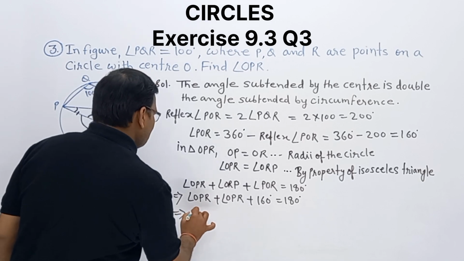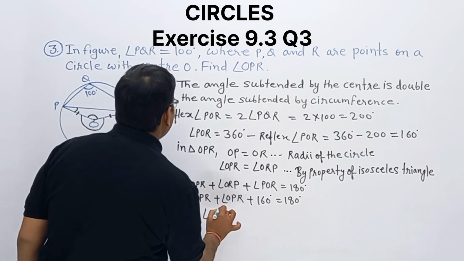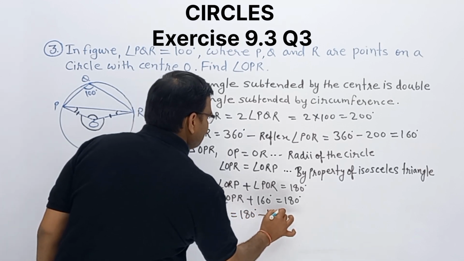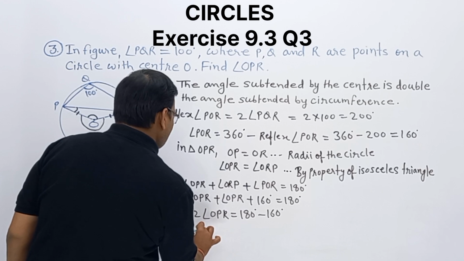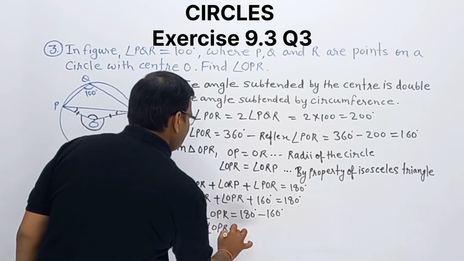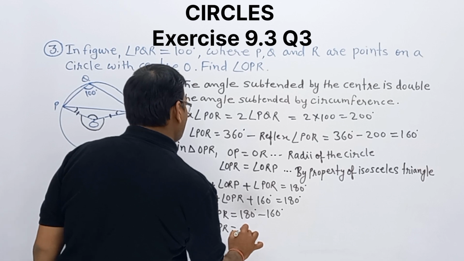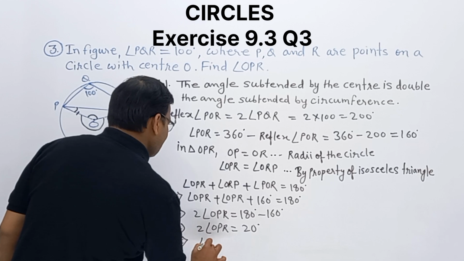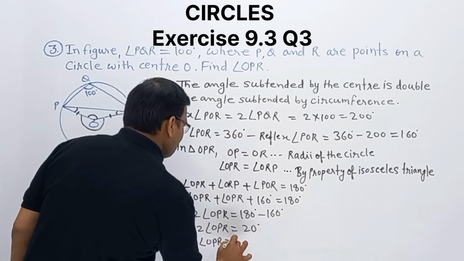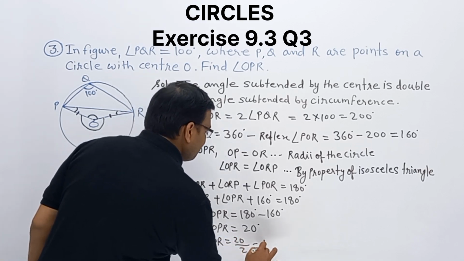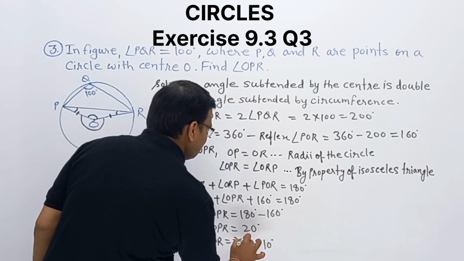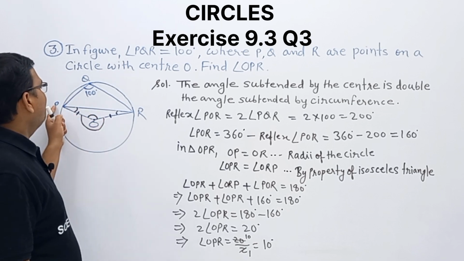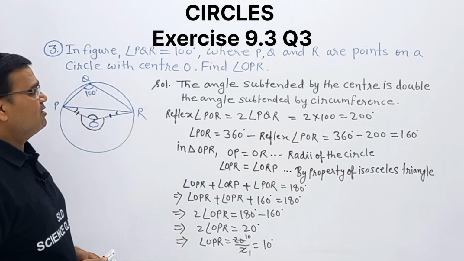Solve this one. 2 times angle OPR equals 180 degrees minus 160 degrees, which is 20 degrees. Finally we get OPR equal to 20 divided by 2, which is 10 degrees. So angle OPR equals 10 degrees. This is the required answer.